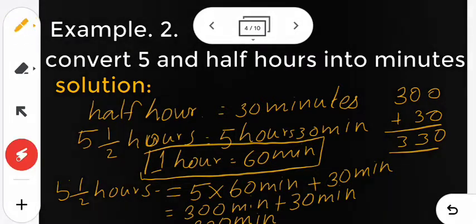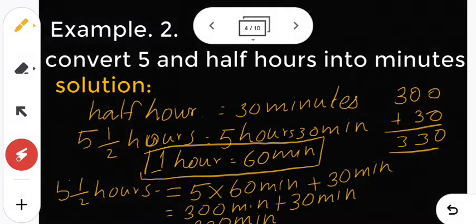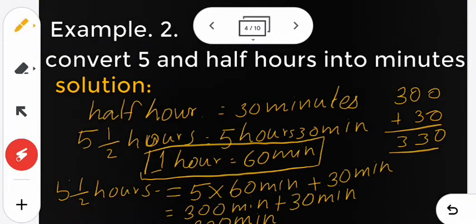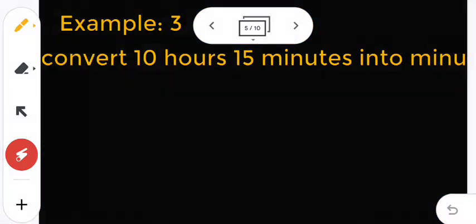Last, you take and write the answer. Here there is no space, so I am leaving it. So you take and write the answer. Okay, next one.